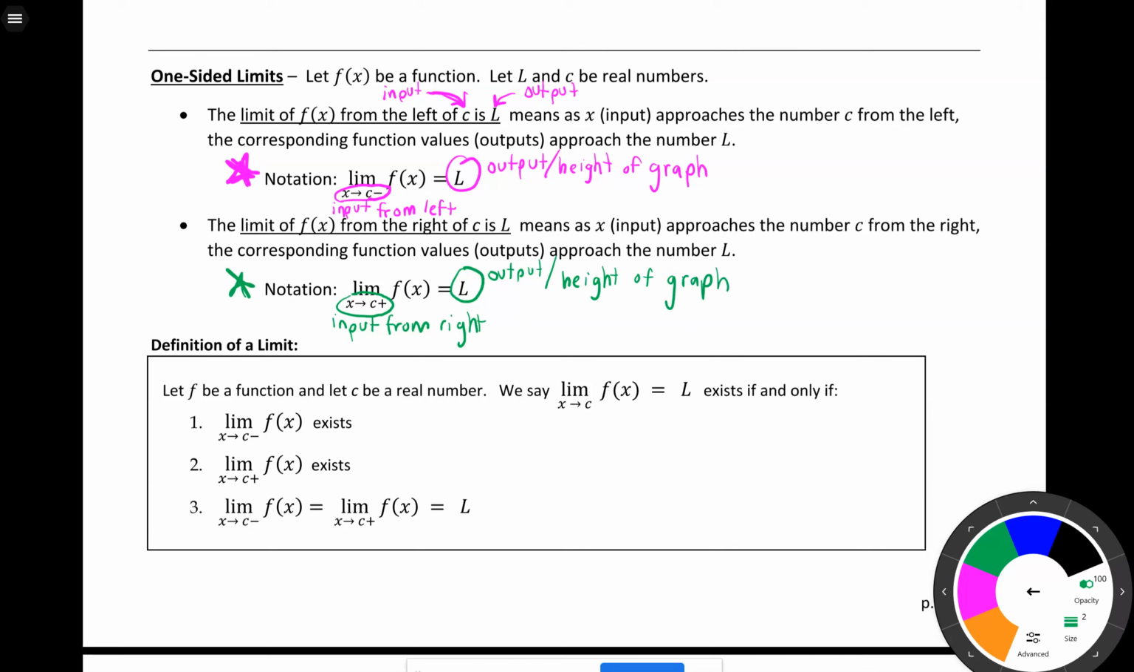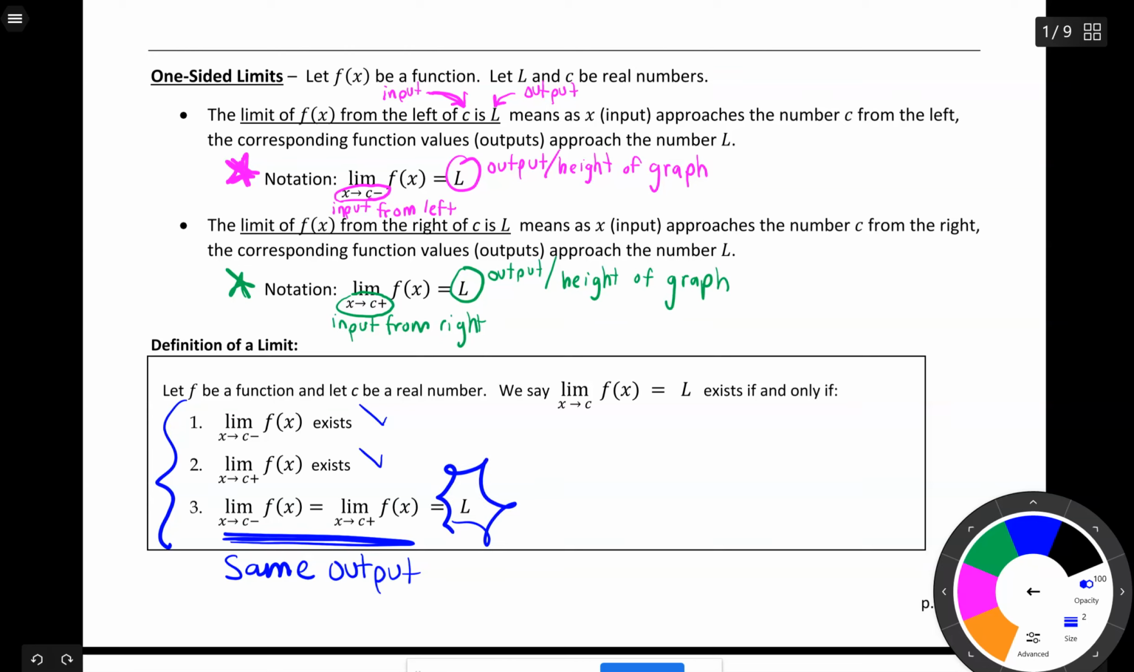So if that input from the left approaches a number and the input from the right approaches a number, and if they're the same number, so if the limit from the left exists, check, and the limit from the right exists, check, and they're equaling the same number, the same height of the graph, the same output. If that's happening, there's an overall limit. This is your overall limit from the left and the right, from all directions. So that's your formal definition, your first formal calculus definition, y'all.